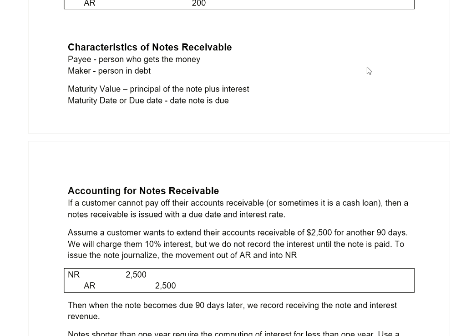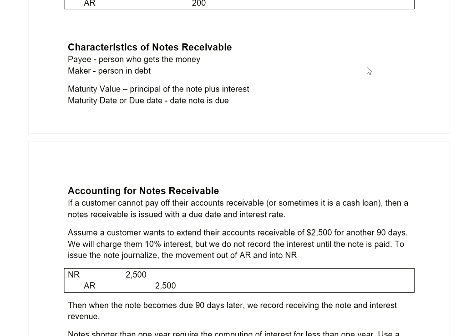In this video, we will take a look at notes receivable. Notes receivable is an extension of accounts receivable, or sometimes it could be a cash loan. It's basically money that is owed to us by an individual or by a company that we've sold merchandise to, for example. And if it goes beyond the standard 30 days to receive payment, then we can start charging interest on it, and it becomes a notes receivable.